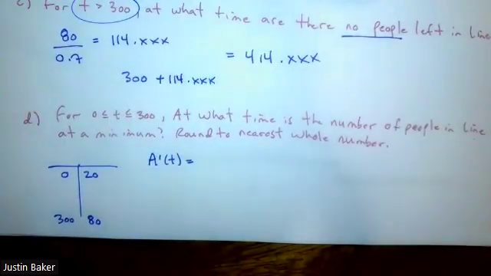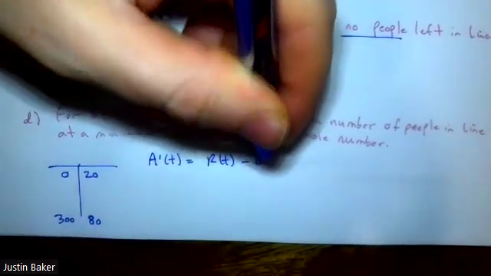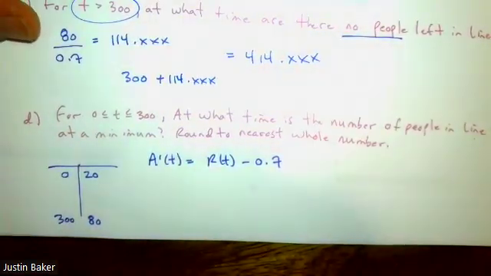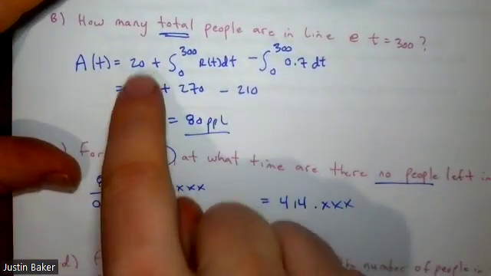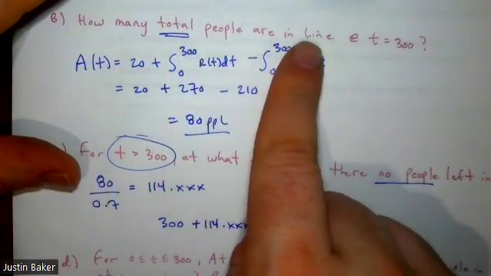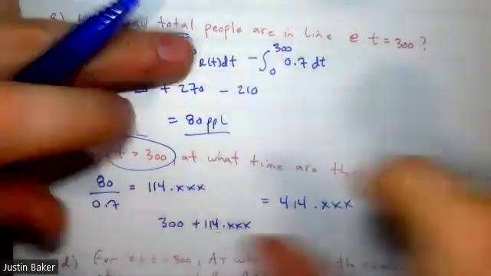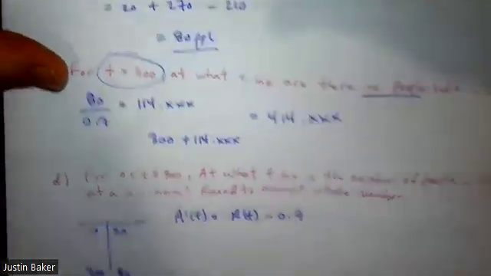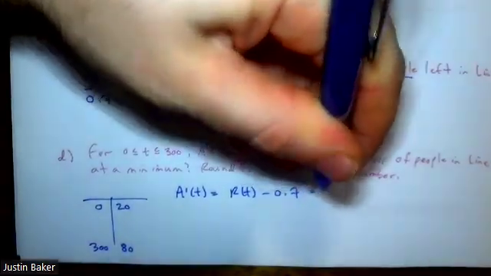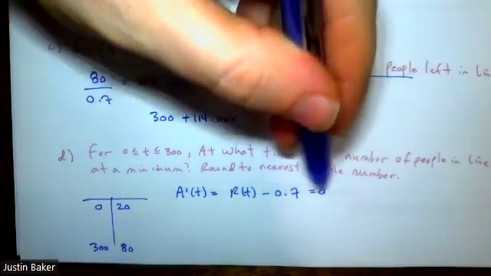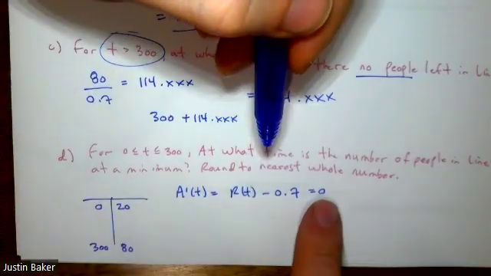So A prime of t is just going to be R of t minus 0.7. That's taking the derivative of this amount formula. The 20's gone, this integral's gone, that integral's gone. So that's where I'm coming up with R of t minus 0.7. And then you need to graph this in a calculator and see where this is equal to 0. I was looking at the 7, sorry. Where your critical point would pop up is when this is 0.